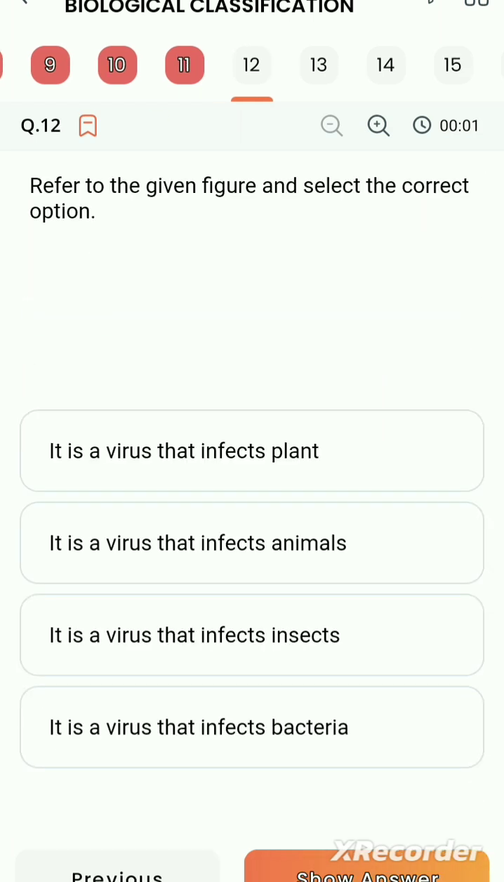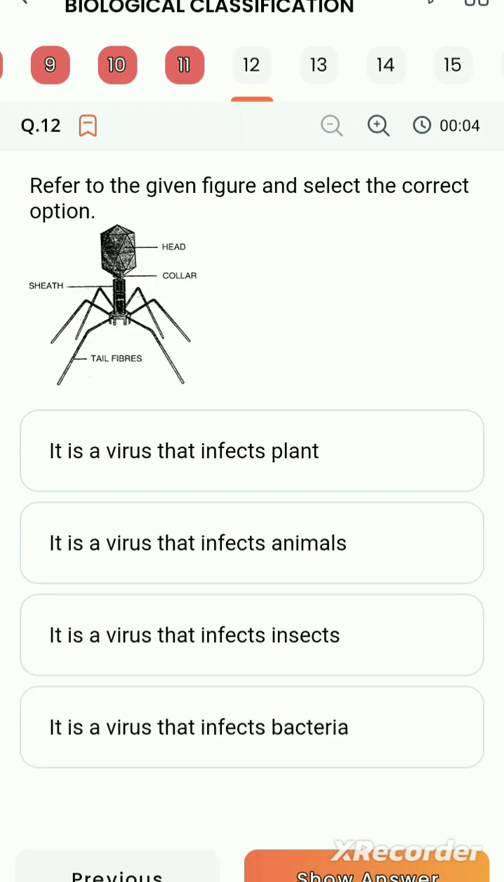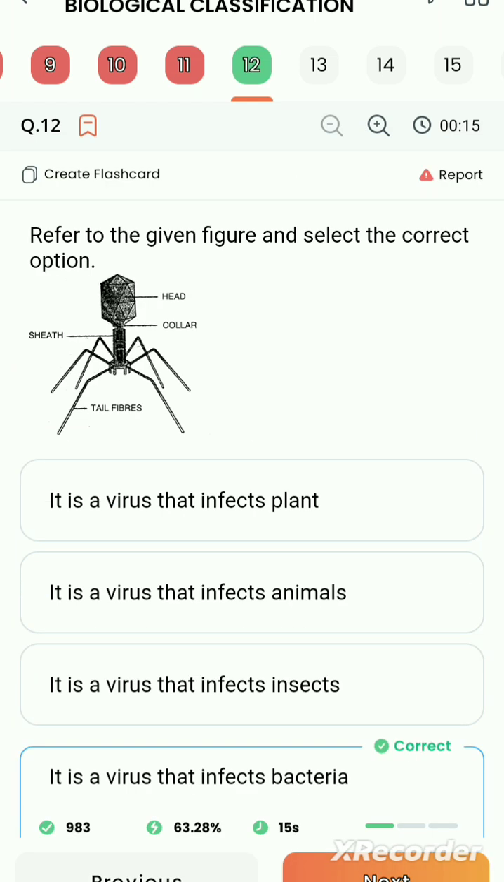Next question, refer to the given figure. What is the figure given here? It is a bacteriophage, obviously people know. Select the correct option about this. Bacteriophage means the virus which infects bacteria. So the answer is D.